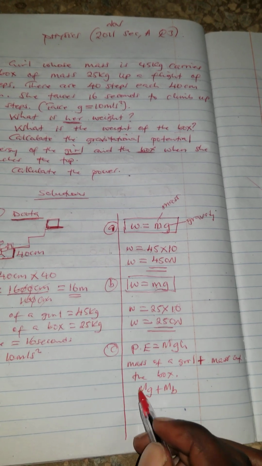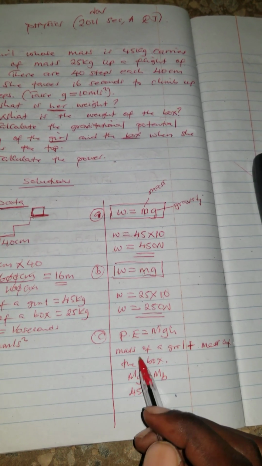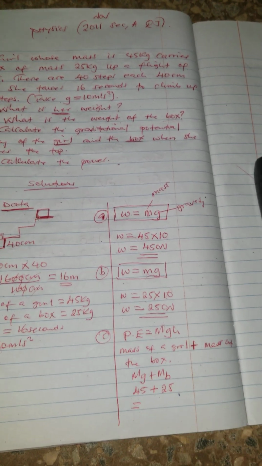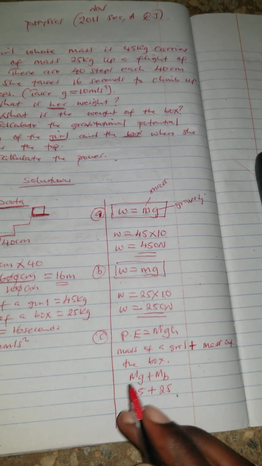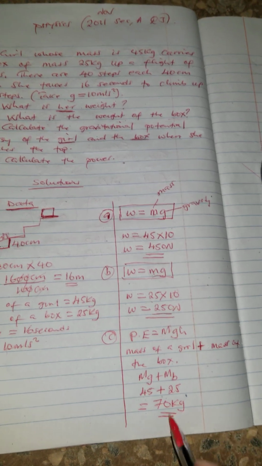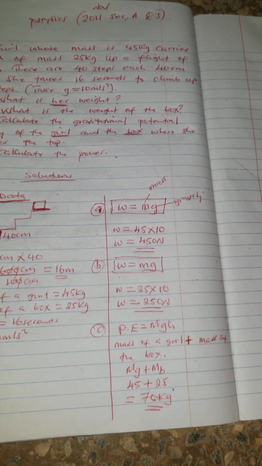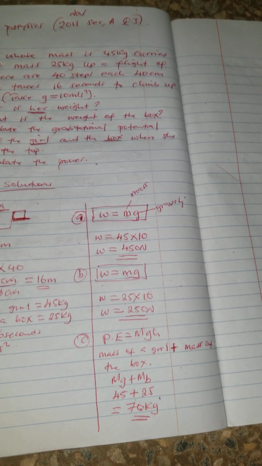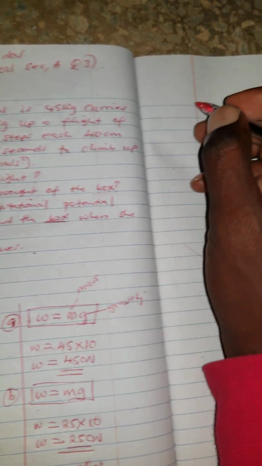Here we know that the mass of the girl is 45 plus the mass of the box is 25. When you add the 45 and 25, this gives you 70 kg. So this 70 kg implies that we have a combination of the mass of the box and the mass of the girl. Now let me write this formula.